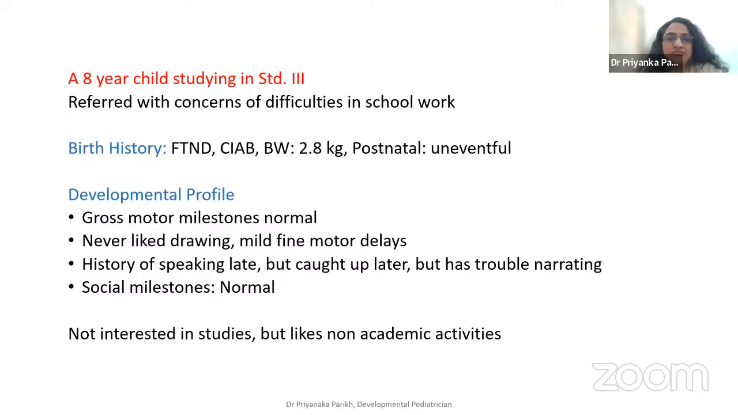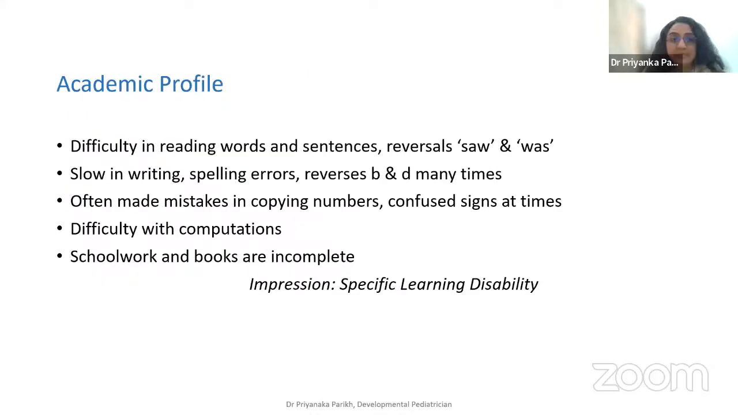Socially, he's been doing fine with friends. So this is a child who is not interested in studies, but is good at and likes all the other non-academic activities. Looking at the academic profile based on history and also the informal assessment, which is done as a part of the evaluation, the child has difficulty reading words and sentences, and with the accuracy of word reading. So a lot of aspects where you saw reversals. So saw was read as was. The child is slow in writing, is making quite a few spelling errors, and you're seeing reversals even in the writing. So B and D. So aspects where you're writing big versus dig, or even in the reading, the child is reading boy for dog. So you're seeing these kind of errors.